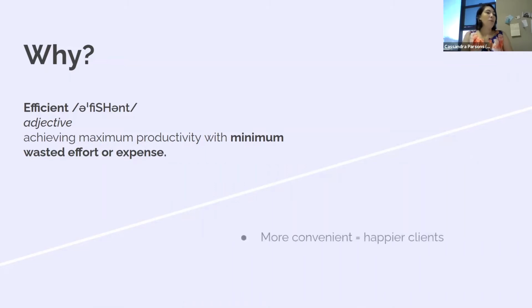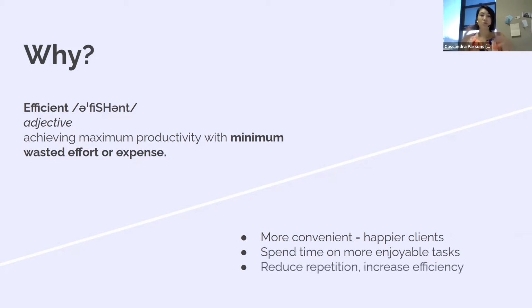So when you implement these tools, I think you're going to accomplish three main things. You're going to make your system for pet parents more convenient, so you're going to have happier clients. And then for your team, they're going to reduce all the repetitive tasks that they're sick of doing all day, every day, right? And spend more time on the enjoyable tasks and interacting with pet parents and pets, and the reason that they got into this industry to begin with. So that's where I really think this comes in.